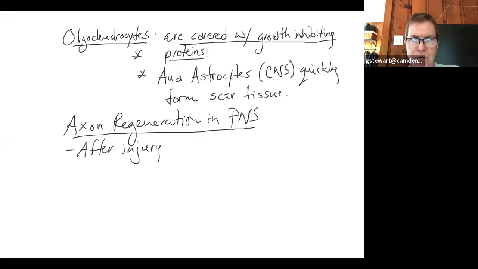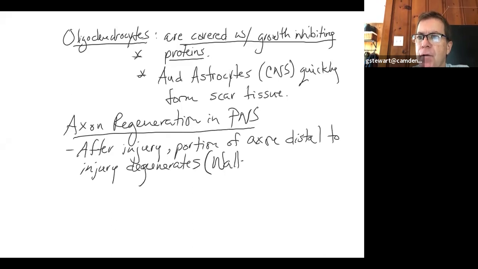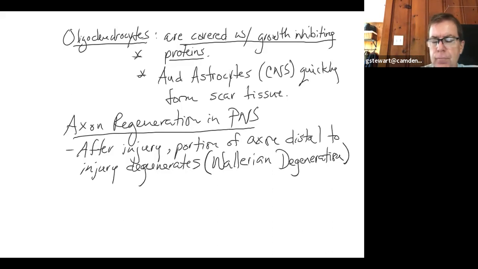After injury, the portion of the axon that's distal to the cell body, or the injury itself, degenerates. So we get a degeneration of tissue. That process has a name. It's named after the guy who discovered it. Wallerian, W-A-L-L-E-R-I-A-N. We call this Wallerian degeneration. So it's axon tissue that actually goes through Wallerian degeneration and dies off.